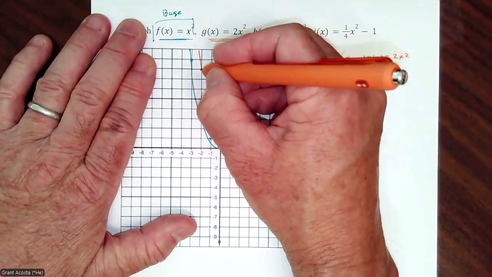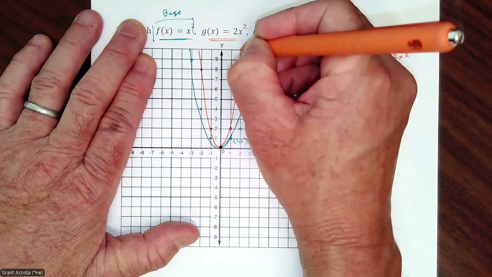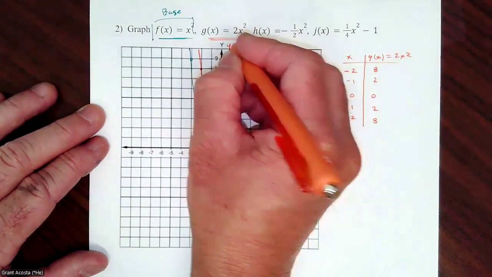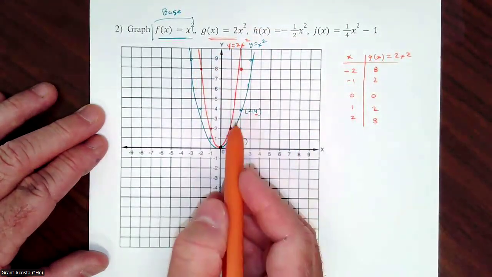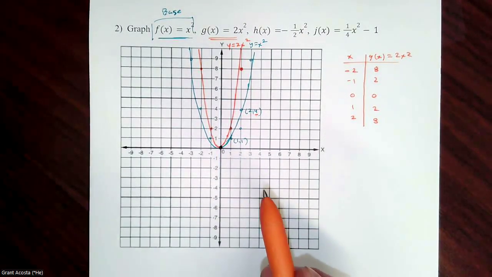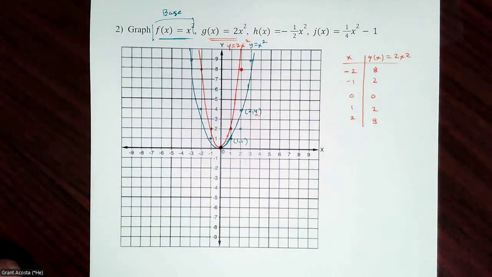So if I put this together, that's going to look like this. This is g of x. So what you can see is it's kind of a steeper version of the base parabola. Your y values are doubled, so it's making it look like a more narrow parabola.